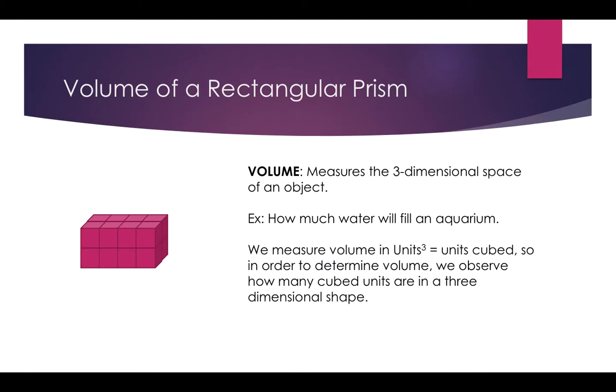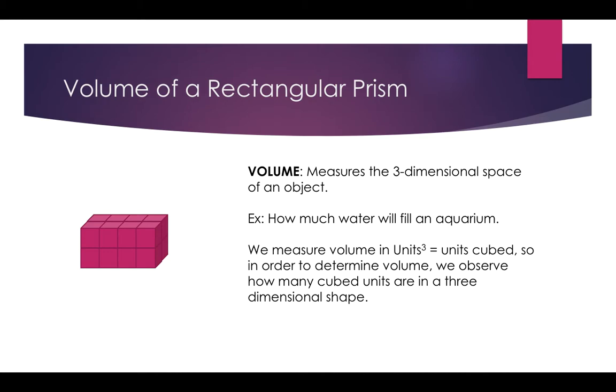So volume of a rectangular prism, we want to make sure we remember that volume measures the three-dimensional space of an object. For example, how much water would fill an aquarium. We measure volumes in units cubed. So in order to determine the volume, we observe how many cubed units there are in a three-dimensional shape.